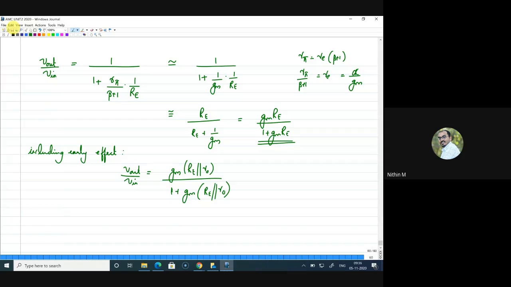This can be written in terms of a small re as well. So okay, that also I'll write here. So Gm, if I take Gm common from here, I can write this as Re parallel to R0 divided by small Re plus Re parallel to R0, because small Re and Gm are inversely related, right? So this way also you can write. You will find that different ways of expressing by just changing the parameters.